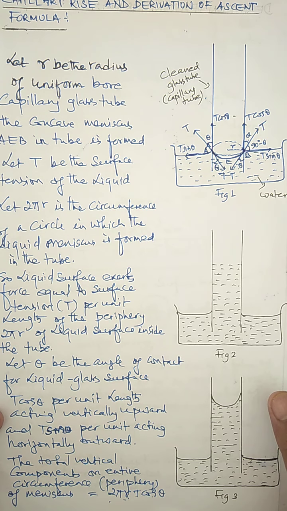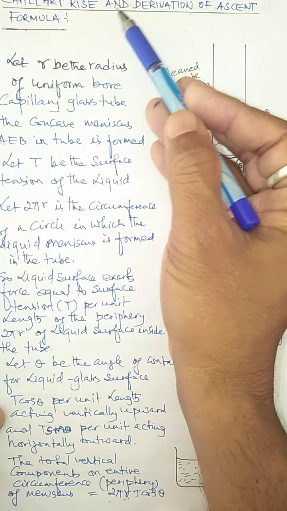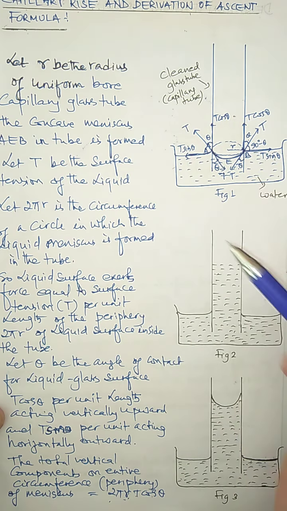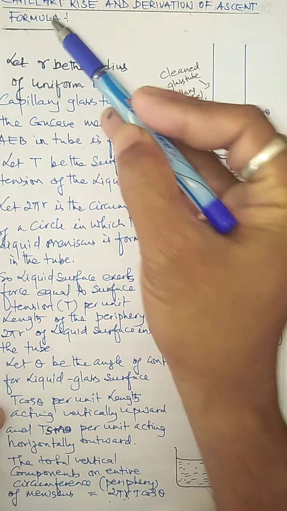Alright, dear children of class 11 science, we now continue with the concept that you learned in the last YouTube video, the capillary rise. Now in this particular video we come to the derivation of the Ascent formula.